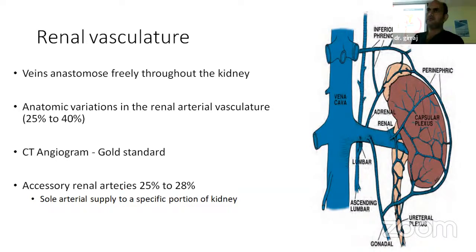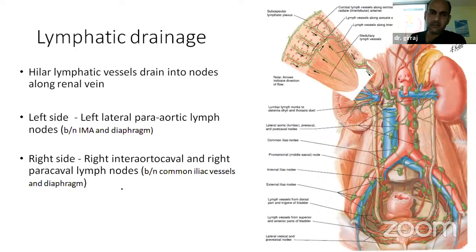Lymphatic drainage. The lymphatic drainage of the right kidney is to the precaval, paracaval, retrocaval and intra-aortocaval lymph nodes, and the lymphatic drainage of the left kidney is to the pre-aortic, para-aortic and retro-aortic lymph nodes.